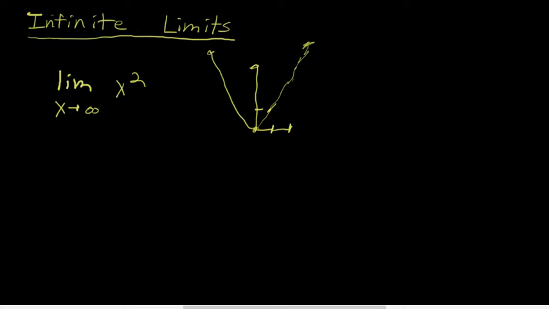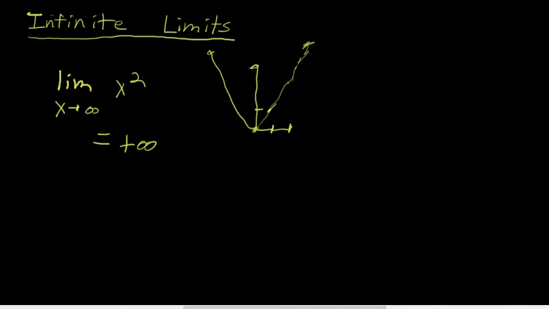We're interested in what happens as x approaches positive infinity. What happens to x squared as x approaches positive infinity? So as x gets bigger and bigger, x squared is naturally going to get bigger and bigger. If x is 10,000, x squared is going to be 10,000 squared. If x is 10 million, x squared is going to be 10 million squared. So for this limit, we can say that the limit is positive infinity.